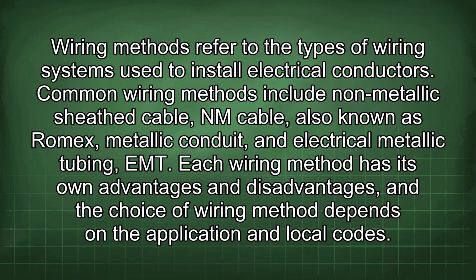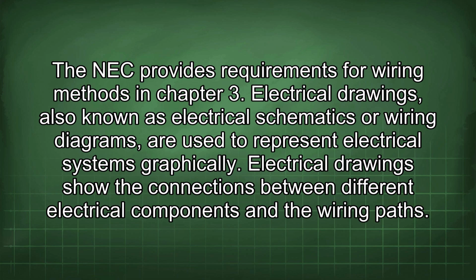Wiring methods refer to the types of wiring systems used to install electrical conductors. Common wiring methods include non-metallic sheath cable, NM cable, also known as Romex, metallic conduit, and electrical metallic tubing, EMT. Each wiring method has its own advantages and disadvantages, and the choice of wiring method depends on the application and local codes. The NEC provides requirements for wiring methods in Chapter 3.